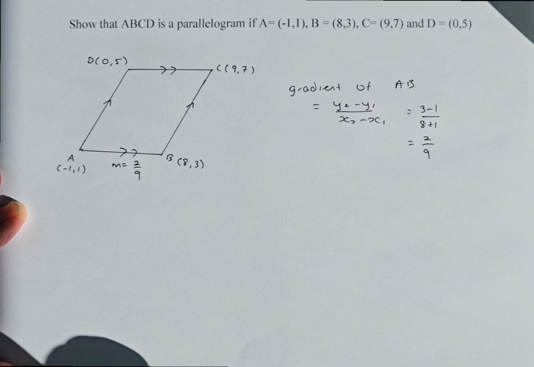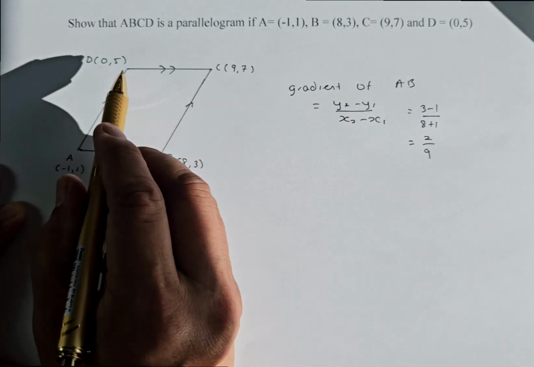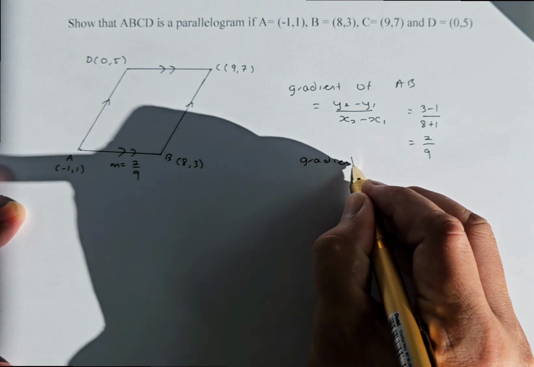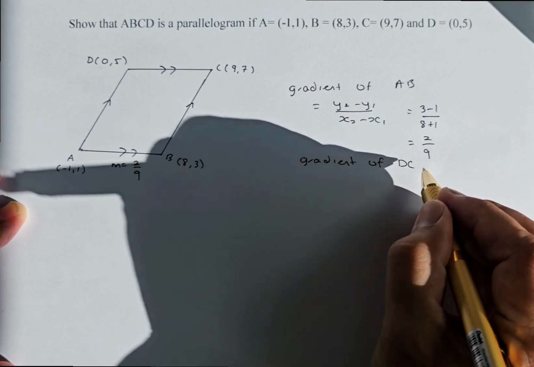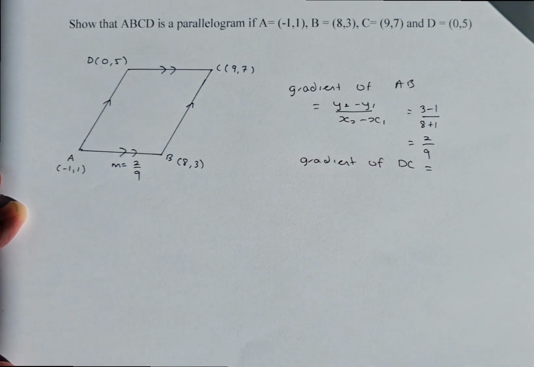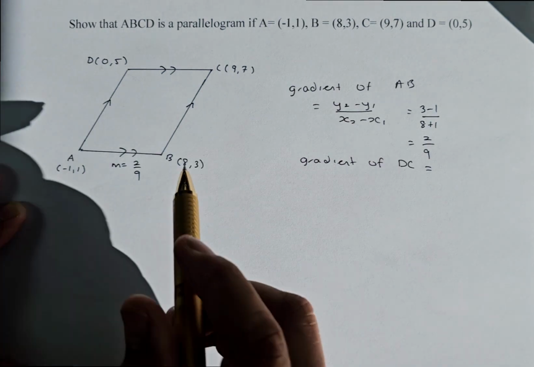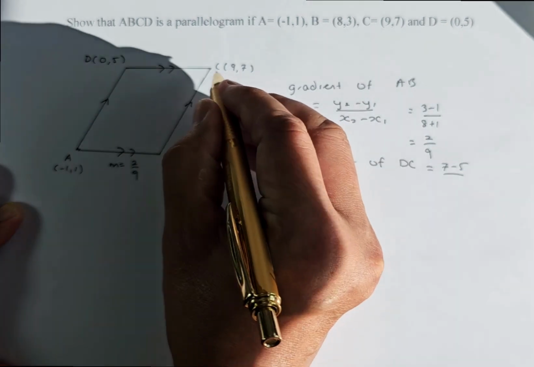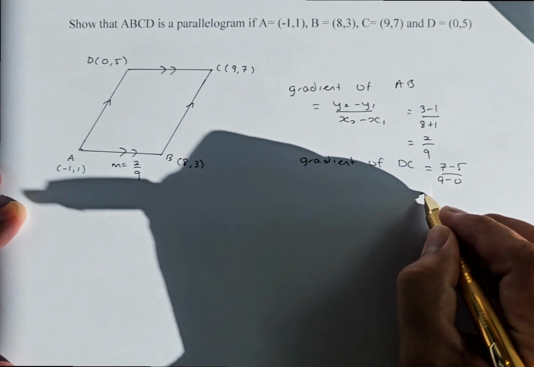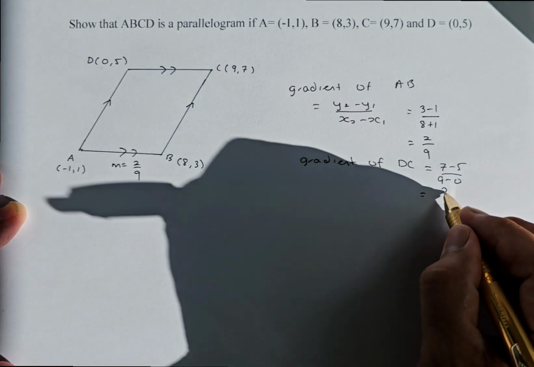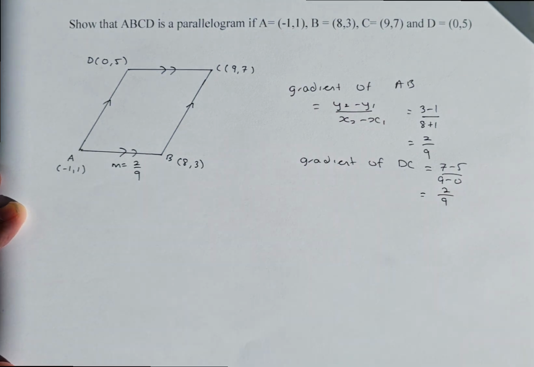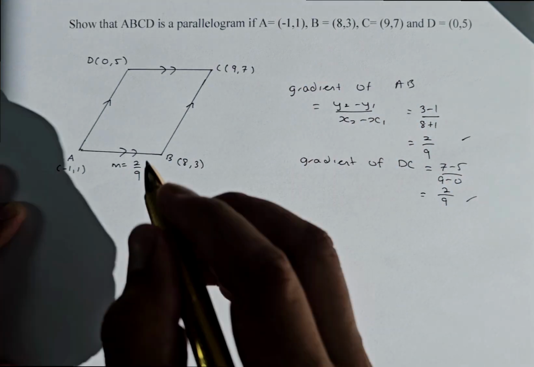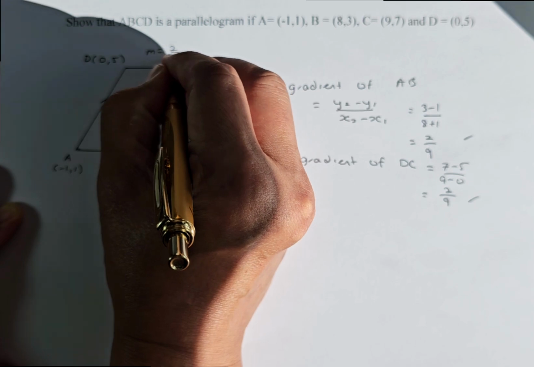Similarly, we're going to find the gradient of CD or DC. It doesn't matter. It's also going to be y2 minus y1 divided by x2 minus x1. So we take the bigger number: 7 minus 5 divided by 9 minus 0. 7 minus 5 is 2, and 9 minus 0 is 9. So we can see that the gradient of AB is the same as the gradient of DC. The gradient is also 2 over 9.